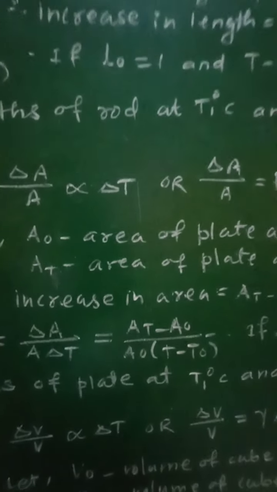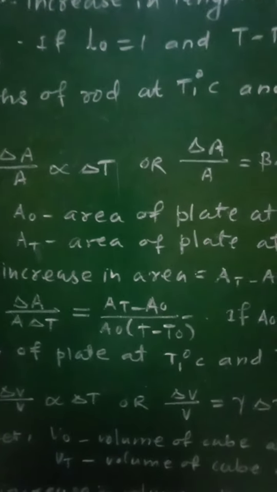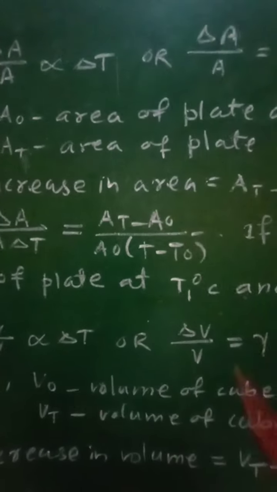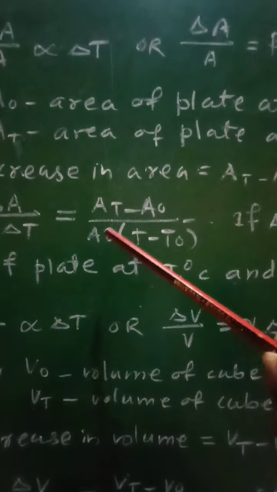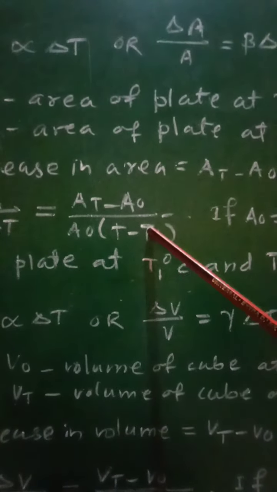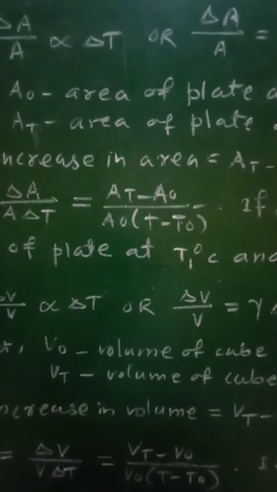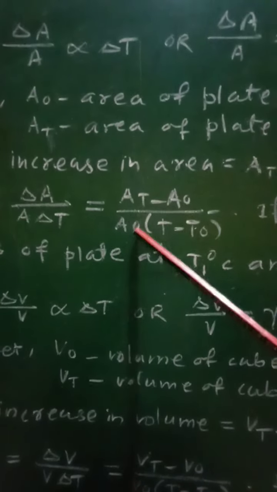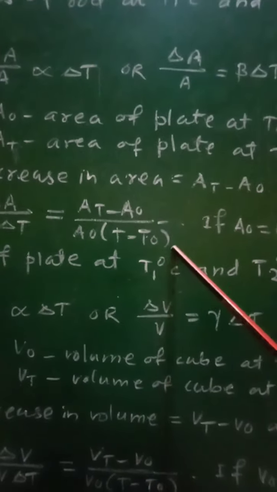Now from this we can define the coefficient of areal expansion, and therefore coefficient of areal expansion of the solid is defined as increase in area of the solid per unit its original area at 0 degree Celsius temperature per degree rise in temperature.